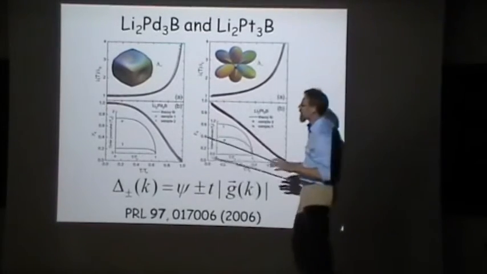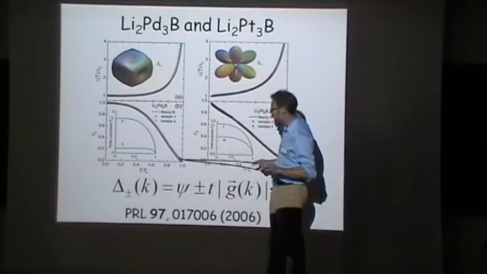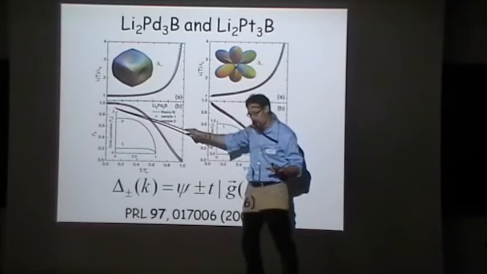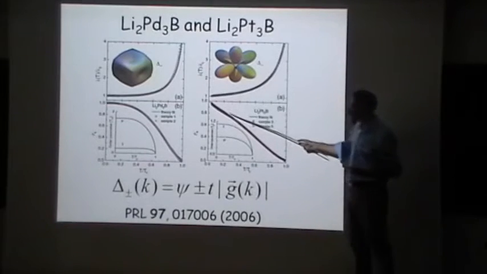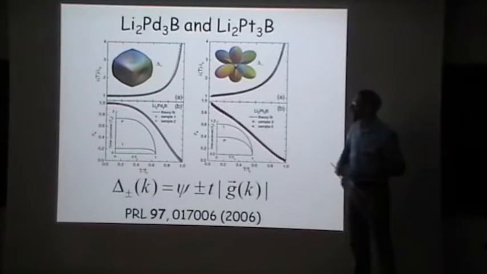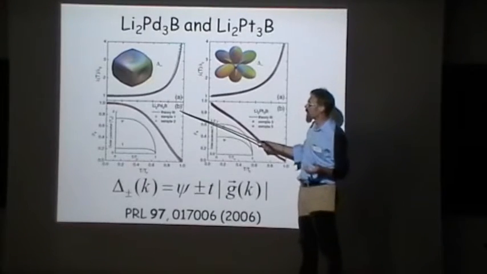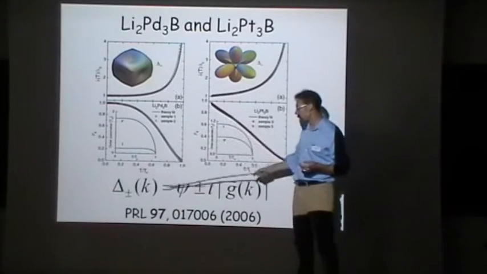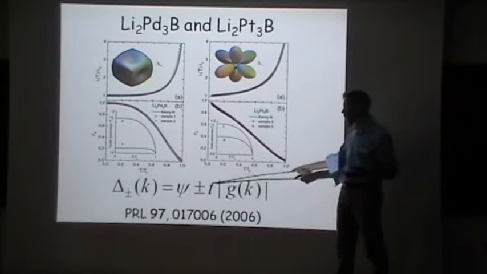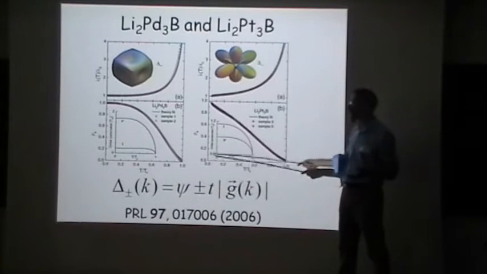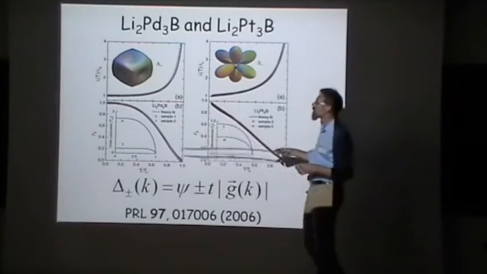in these materials. If you followed the first lecture I showed you, penetration depth measurements for the palladium material showed a fully formed gap, and for the platinum material showed line nodes. What we suggested is that as you increase the spin orbit coupling, you're getting this mixture of singlet and triplet, but the triplet component is growing larger. And so eventually you do get the possibility of getting nodes. Here's a qualitative picture of that.